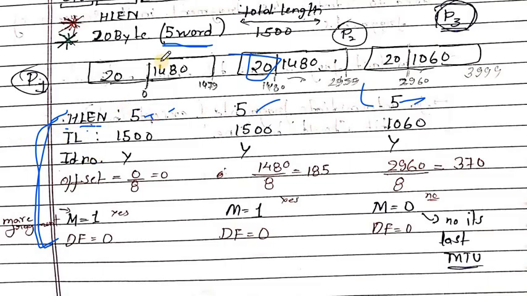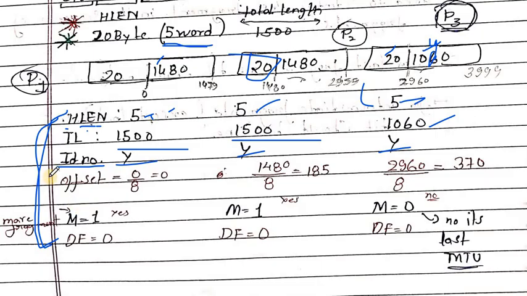Now the total length is the header size plus payload. The header size plus payload is 1500, and again 1500. Here the header length is 20 and the payload size is 1040, so the total length is 1060. Now the identification number: the ID numbers of the 3 packets are the same because these packets were created by fragmentation of the big packet.